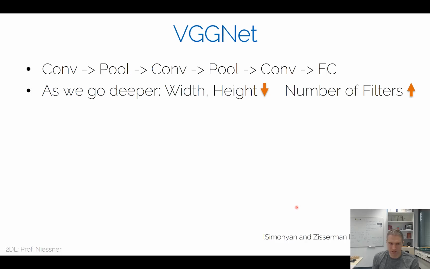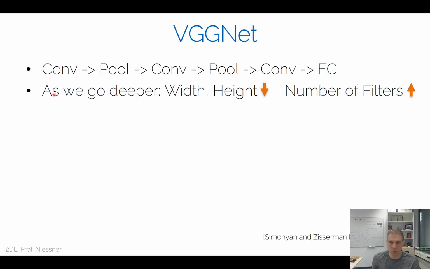But similar idea. We're going to have conv, pool, conv, fully connected. Okay, it's a bit simplified. Actually, you have conv, conv, pool, conv, conv, conv, pool, conv, conv, conv, and then fully connected. But same concept. We're going to have the width go down as we go deeper in the network, and the number of filters, the number of features, go up at the end of the day. So this is something that is very common to all classification architectures, even today.